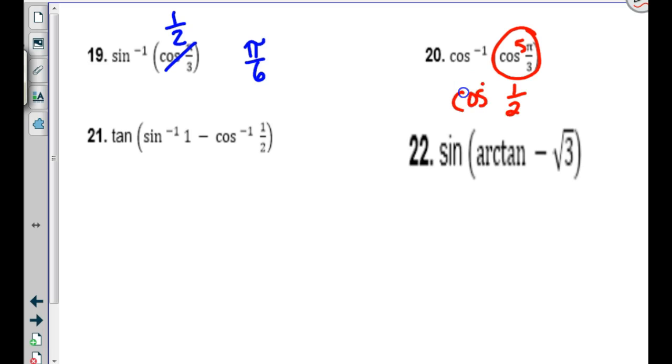And then it says, where is the cosine 1/2? There we can't answer 5 pi over 3 because the arc cosine or inverse cosine has to be between 0 and pi. So which quadrant are we actually going to look in if it's positive? Is it quadrant 1? And in quadrant 1, what has a cosine of 1/2 would be pi over 3.